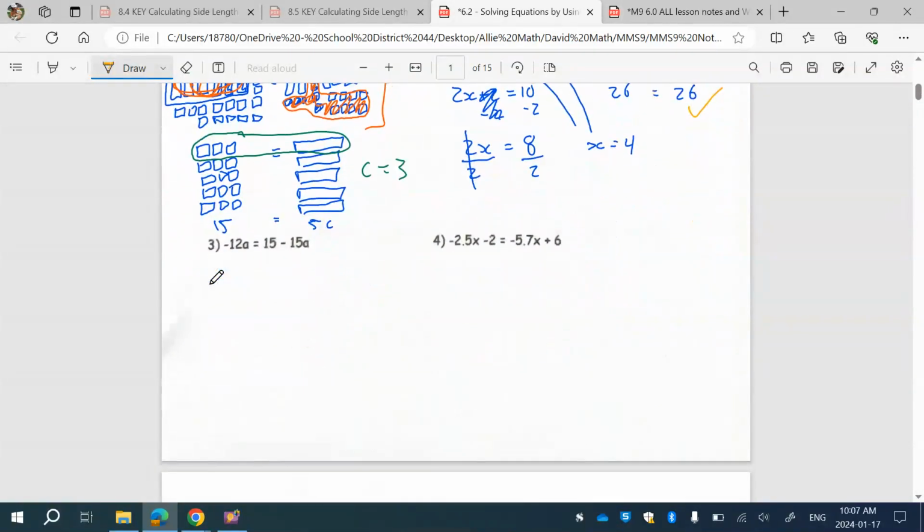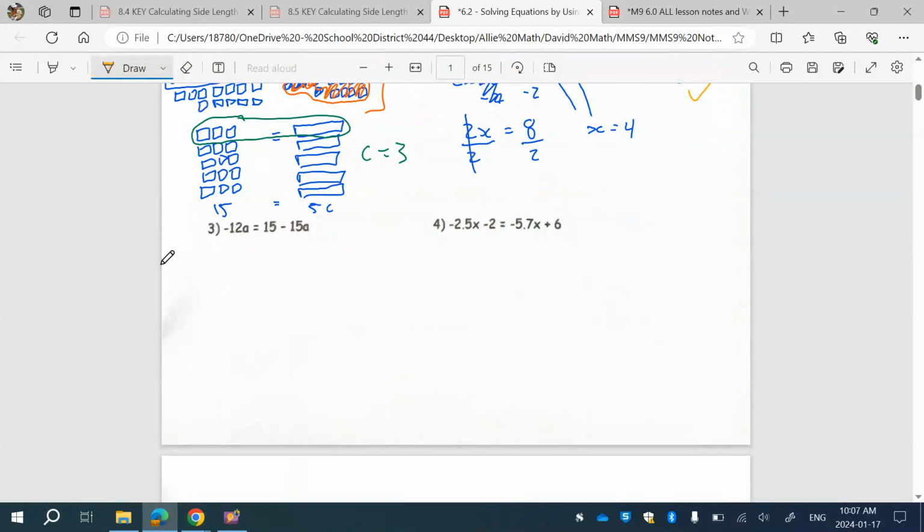I'll do a couple more. I actually might skip this one. I think I displayed that enough up here. I think that's a pretty good example. But I'm going to move on to number 4.